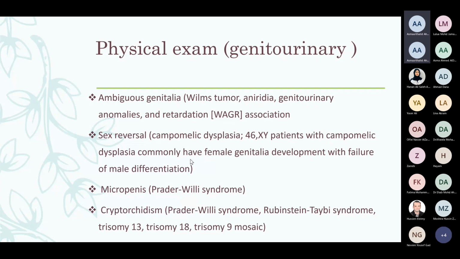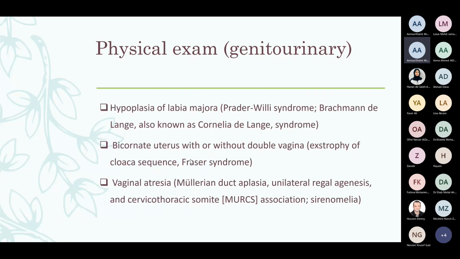There may be a micropenis like in Prader-Willi. You might see cryptorchidism like in Prader-Willi, trisomy 13, trisomy 18. We could see hypoplasia of the labia majora in the female, like in Prader-Willi, or also Cornelia de Lange.